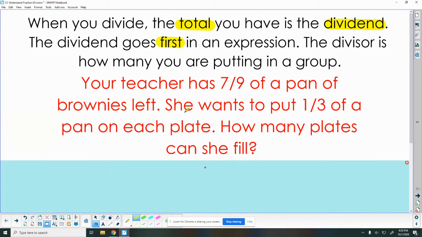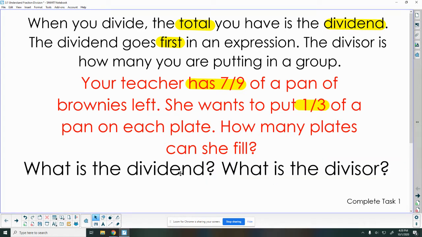So your teacher has 7/9 of a pan of brownies left. So this is what I have. This is my total. And I want to put them into groups of a third on each plate. How many plates can I fill? So I want you to stop and think if you can figure out what is the dividend. So which one's the total?